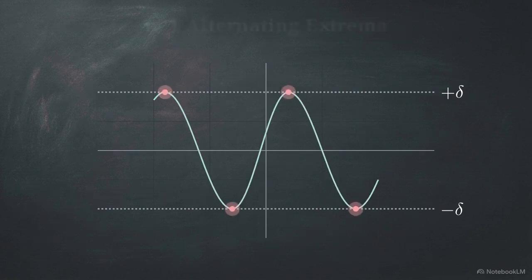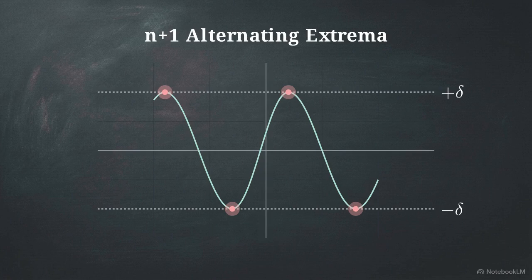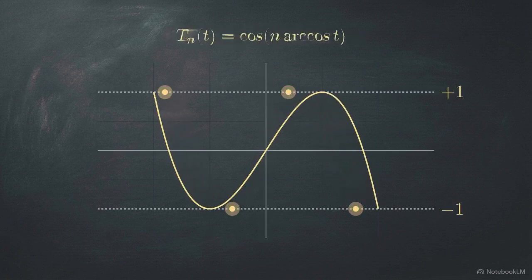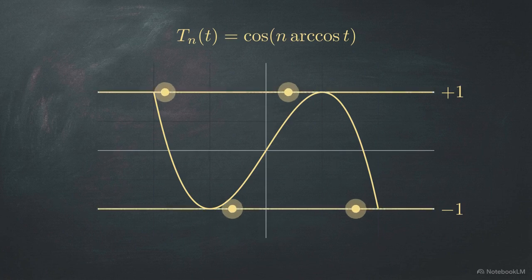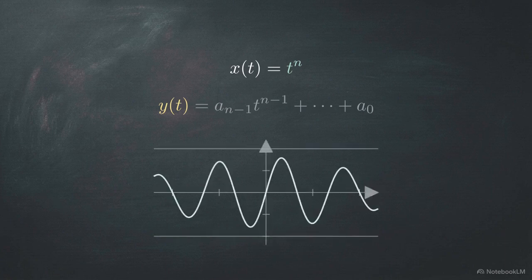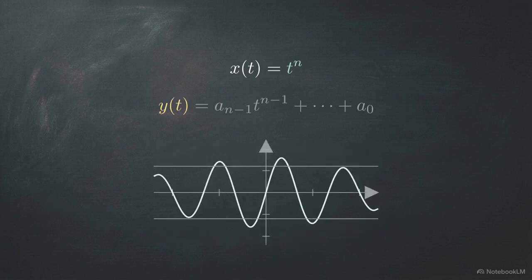If the error alternates signs, hitting its maximum exactly n+1 times, it is the absolute best approximation. Chebyshev polynomials are designed to produce this behavior, distributing error by oscillating relentlessly between positive and negative 1. To see this in practice, let's try to approximate t to the n using a polynomial of one lower degree. We want to find the smallest possible maximum error.